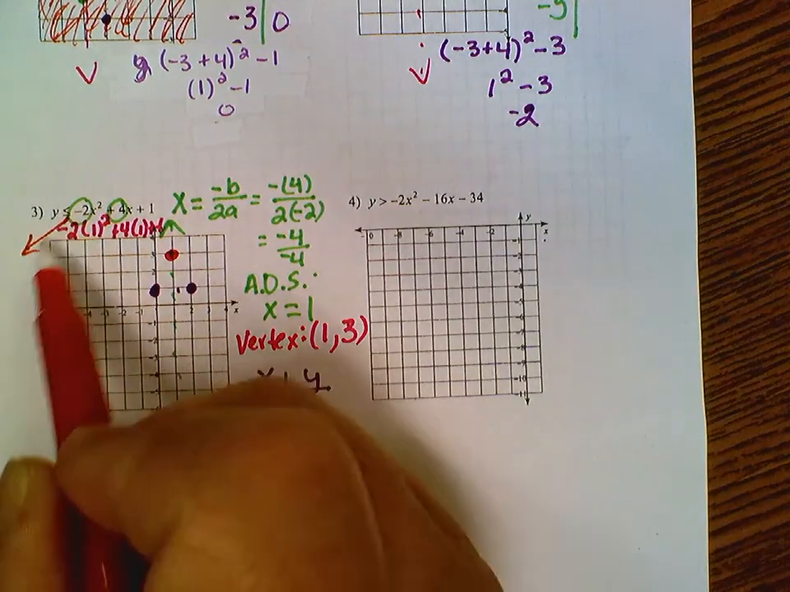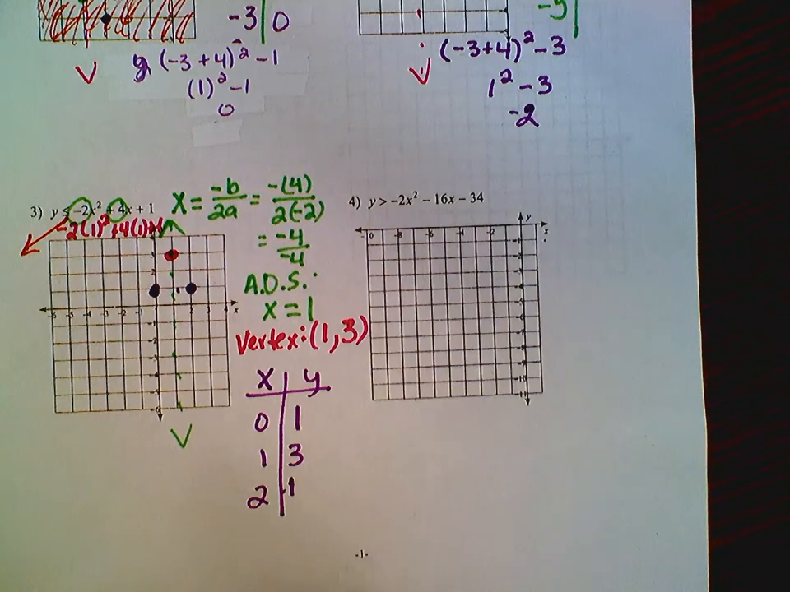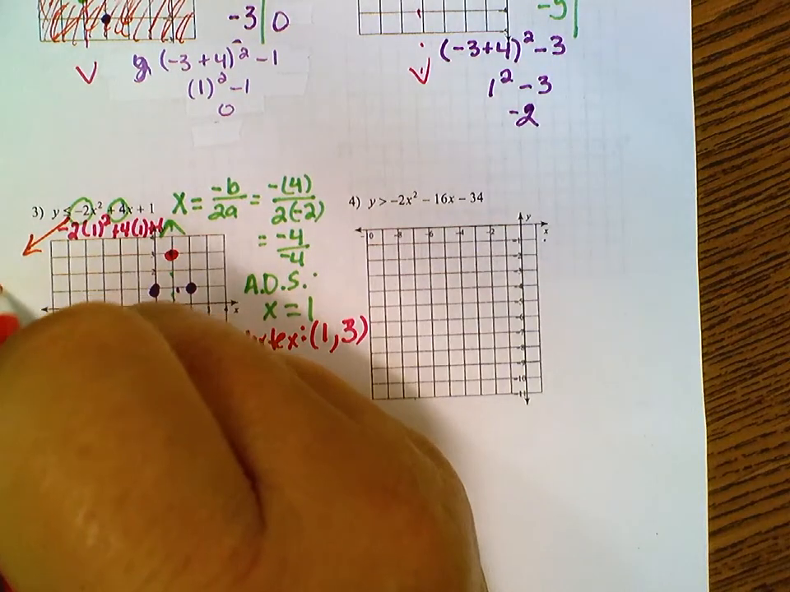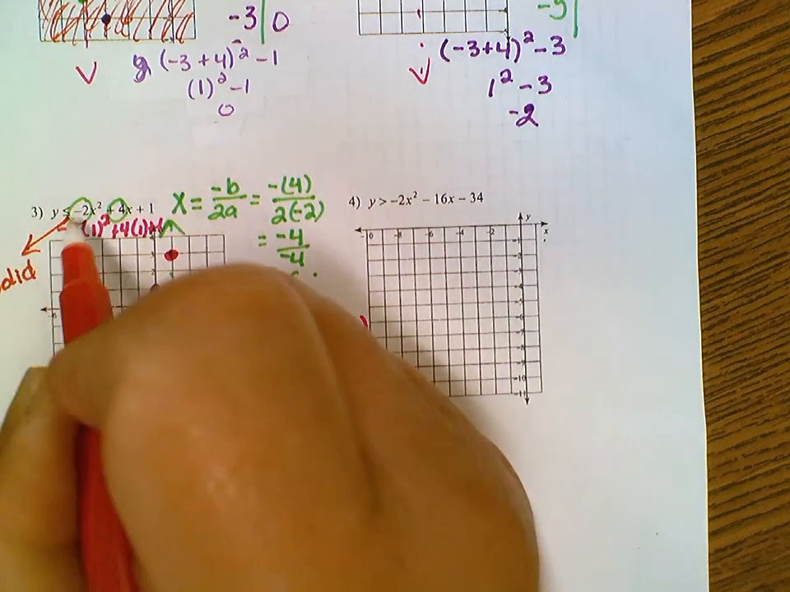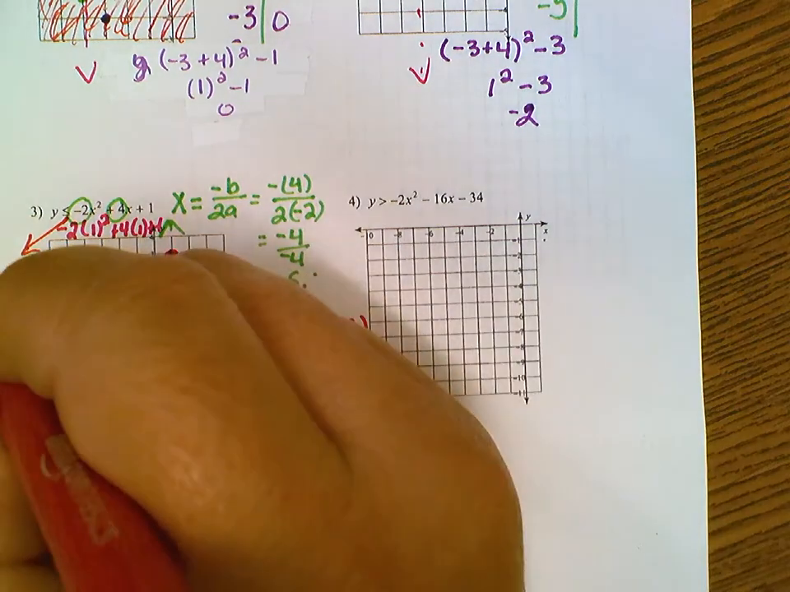So looking at this symbol here, it's less than or equal to. The or equal to tells me that's a solid line. The less than tells me I'm shading below.